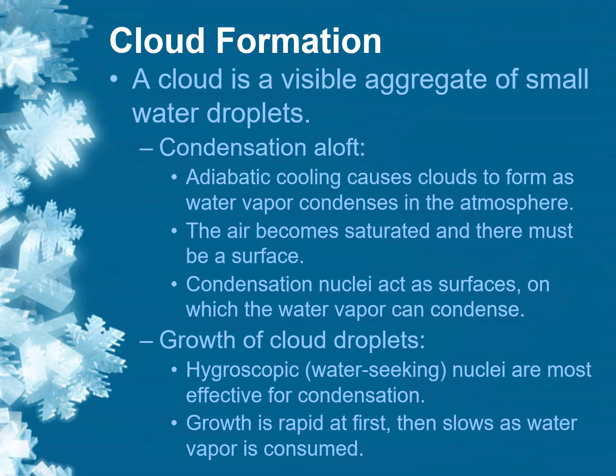How about growth of cloud droplets? How do they get bigger? So hygroscopic nuclei, also known as water-seeking or having an affinity for water, are most effective for condensation. So they will form condensation droplets much better, easier than hydrophobic, but they also will form larger droplets. And the growth will be rapid at first and then will slow down as that water vapor available is consumed.